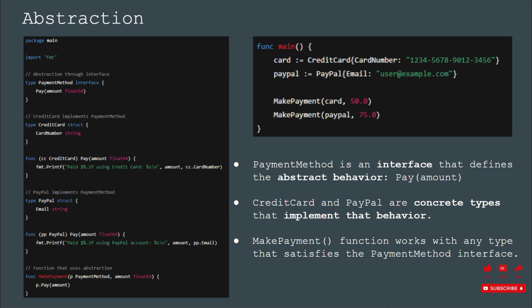In this code example, PaymentMethod is an interface that defines the abstract behavior Pay. Then we have CreditCard and PayPal, which are concrete types that implement that behavior Pay. Then we have the MakePayment function, which works with any type that satisfies the PaymentMethod interface. In this way, we can achieve abstraction in Golang.